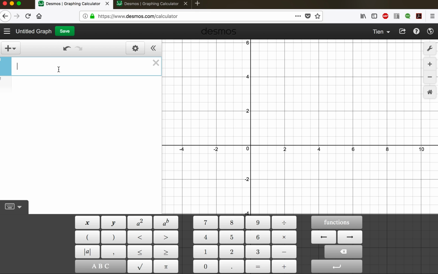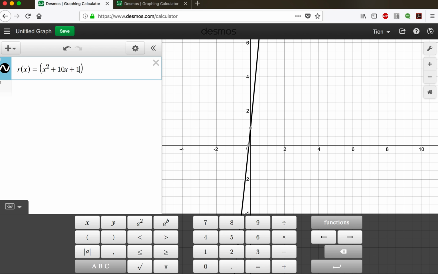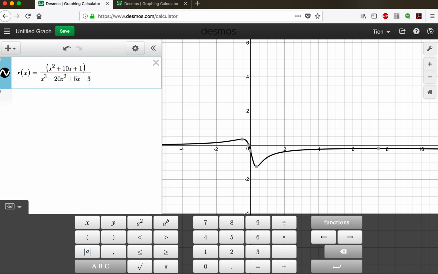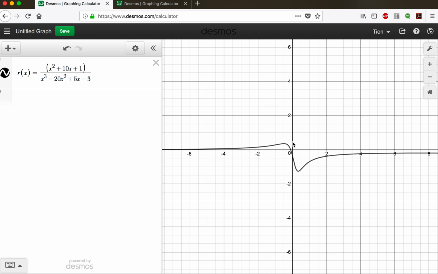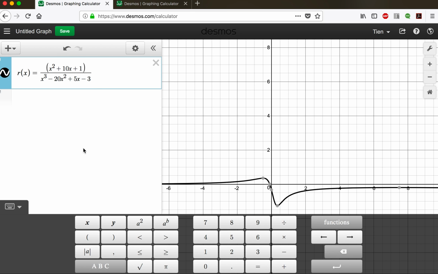So, for example, a rational function I can really think of as being any old polynomial. Let's just make something up here. Plus 1 divided by, I don't know, x cubed minus 20x squared plus 5x minus 3. And boom, there we go. You have a rational function here. So polynomials are much more complicated than linear and quadratic functions, and allowing ourselves to divide by a polynomial just adds to the level of complication.